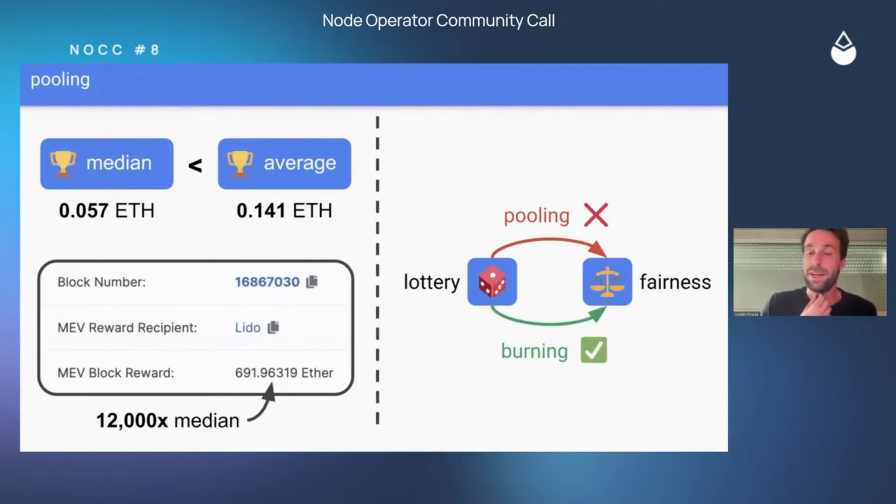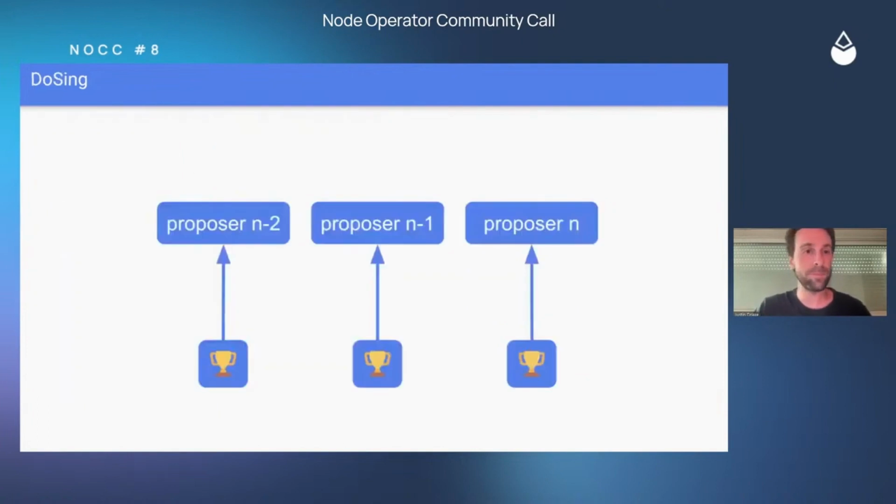And so burning basically provides an alternative way of achieving this fairness of income, which doesn't involve pooling. Another problem with the spikiness of MEV is around stealing MEV, and DOSing is one such example, which I've illustrated here. So imagine that you have 3 proposers in a row, and each proposer is entitled to some MEV reward. And now let's assume that the last proposer is evil and has decided to DOS the previous 2 proposers. So what does that mean? It means that the previous 2 proposers are not going to receive their share of MEV.